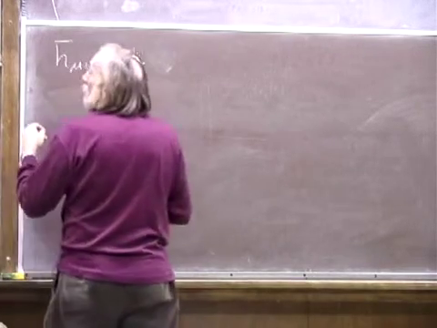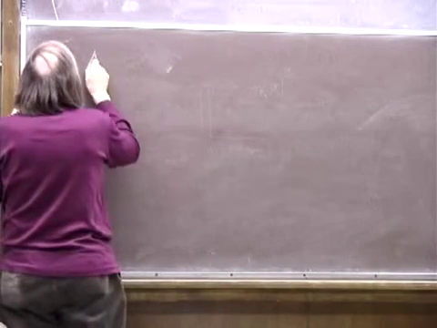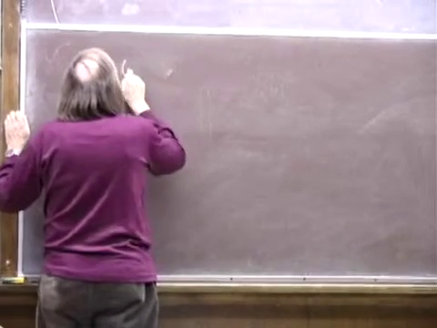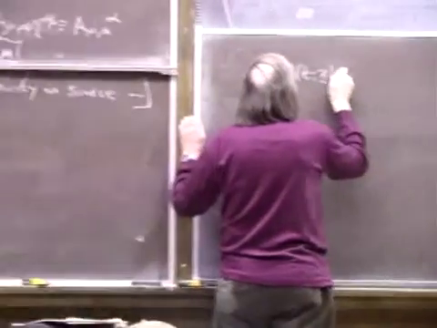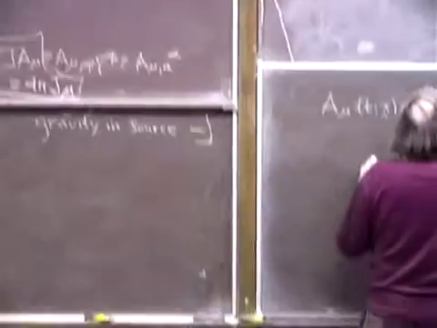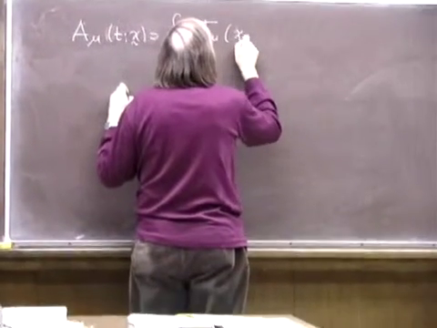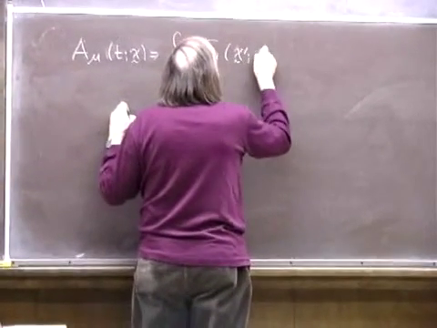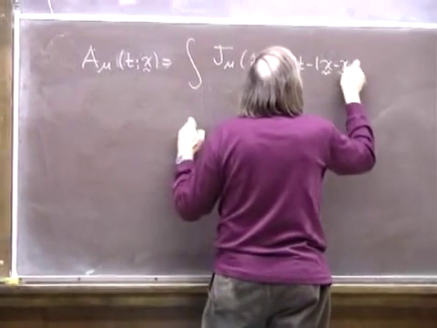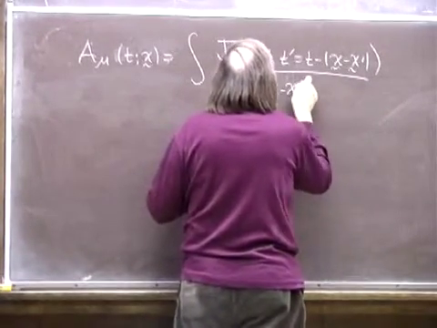h bar mu nu, well, let's remind ourselves, in the electromagnetic case, the solution is that A mu at time t in location x is equal to the integral of the charge current 4-vector evaluated at location x prime, and at the retarded time, t prime is t minus the distance between the source point and the field point, divided by the distance between the source point and the field point.